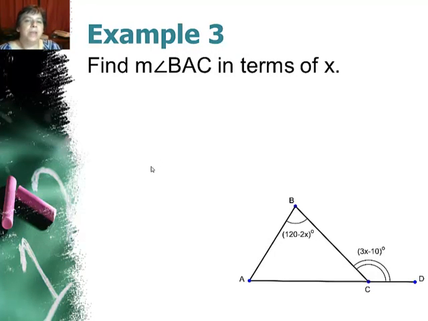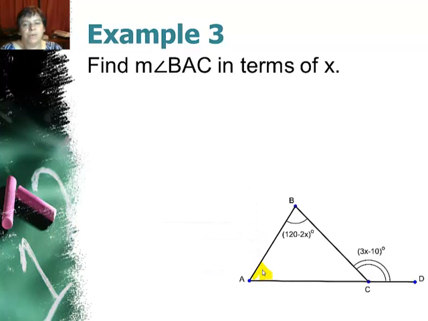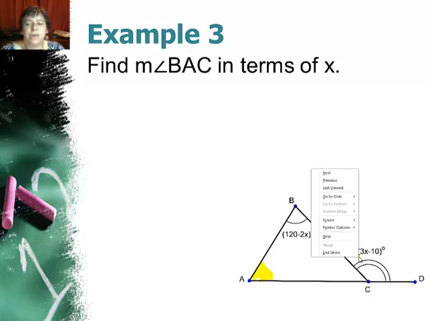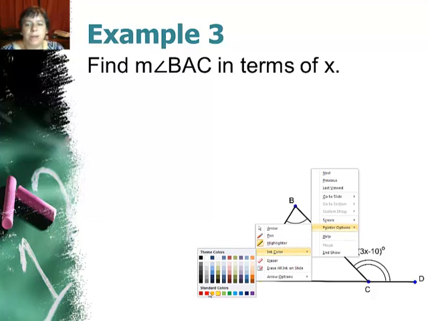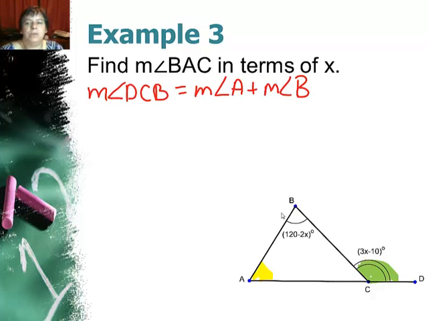Now we're going to do another one where we're going to find the measure of angle BAC, or really just the measure of angle A. So let me go ahead and show you in highlighter. Measure of angle A in terms of x. Well, I know that my exterior angle, which is the 3x minus 10, is equal to the sum of the two remote interior angles, this angle A plus angle B. So you can see I have DCB equals measure of angle A plus measure of angle B.